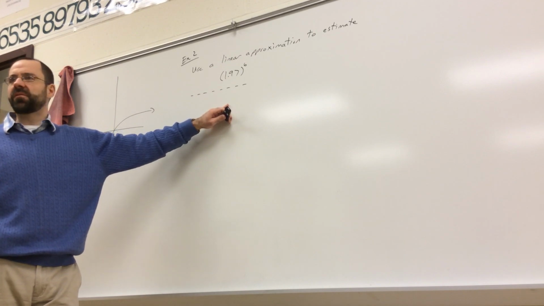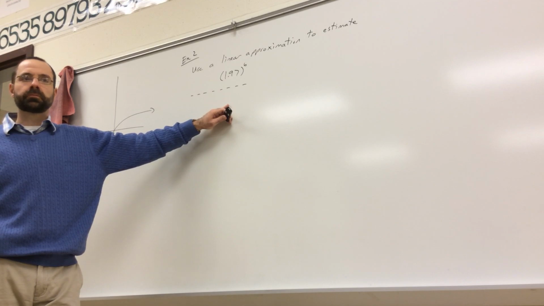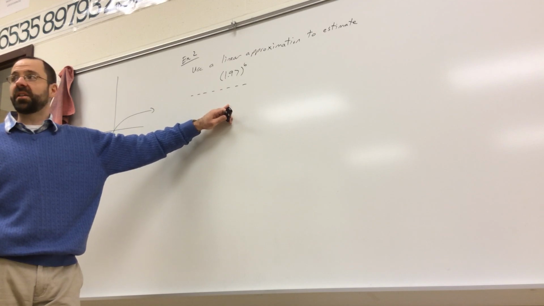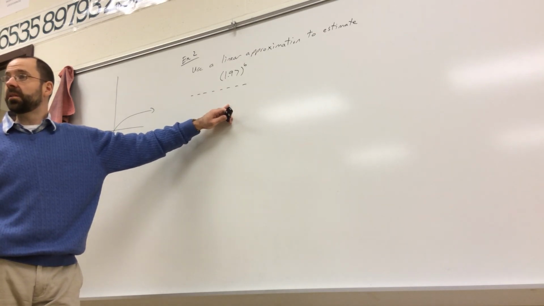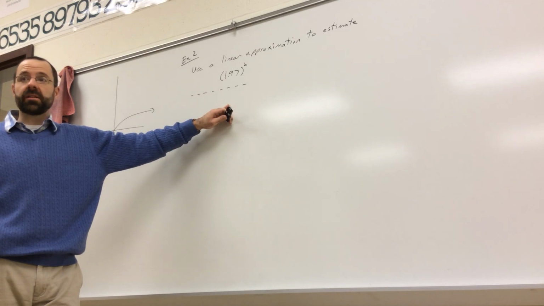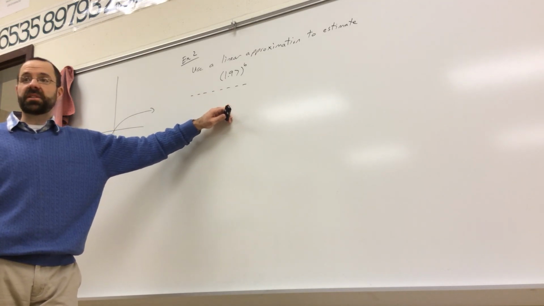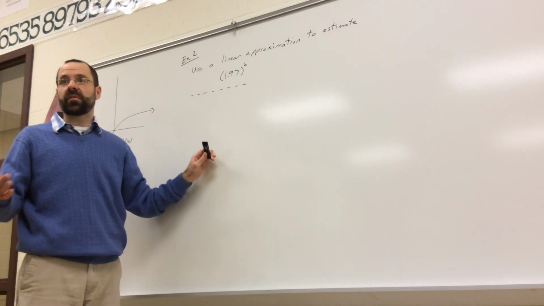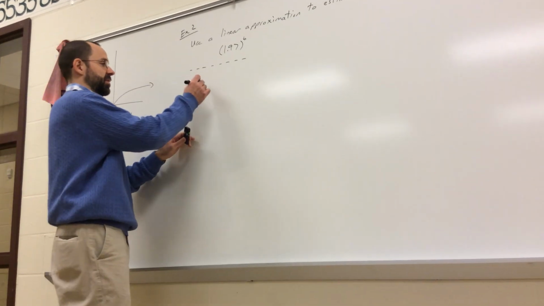Okay, so what do you think the function should be? What's happening to the 1.97? Yeah. It's being taken to the 6th power, right? So since we're going to take something to the 6th power, that's what the function should be. F of x should be x to the 6th.